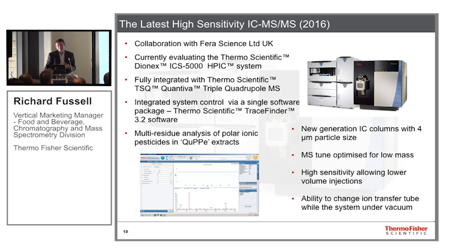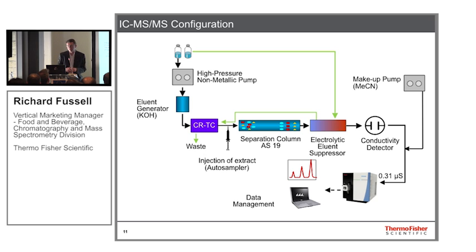The mass spectrometer is tuned, it's optimized for these low mass compounds. It's got higher sensitivity than the 2000 system, so obviously we can now do lower volume injections, which helps with the maintenance. And also with this mass spectrometer, we have the ability to change the ion transfer tube whilst the system is under vacuum. So that just minimizes the downtime when we need to do maintenance on the system. So this is a feature which the lab really likes.